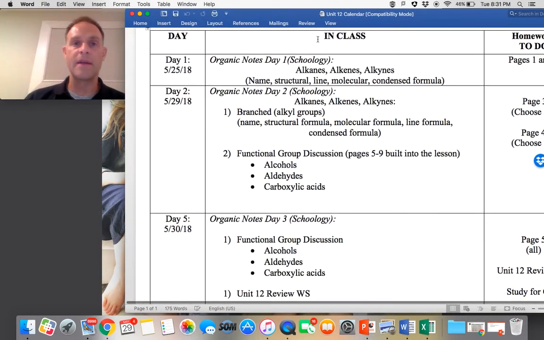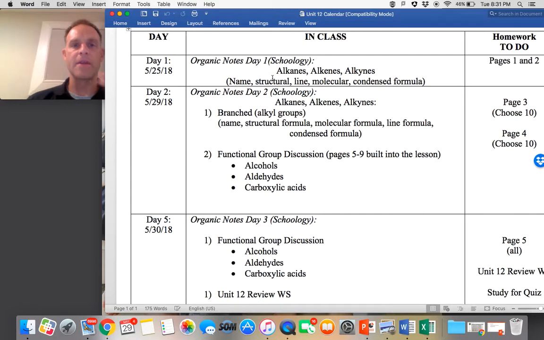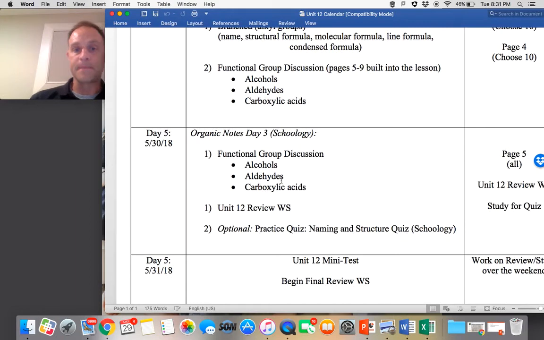So we've done, if you take a look, we've done the organic day 1, we've done organic day 2. Yesterday we went through the branch groups, talked about name, structural formula. We've done page 3 and 4 as far as homework. We've done page 1 and 2. The last part I want to do is functional groups, and that's what we'll do here today. That kind of rolls in. If you look at the calendar, it says day 1, day 2, day 5, but that should be day 3. Kind of rolls into here, and then we'll talk about the Unit 12 worksheet.